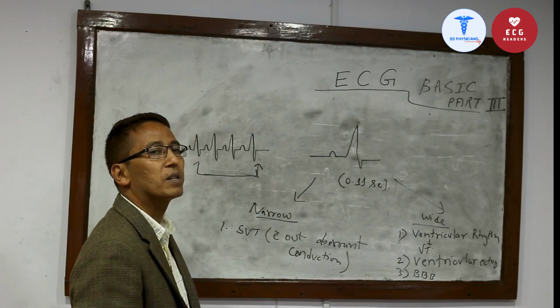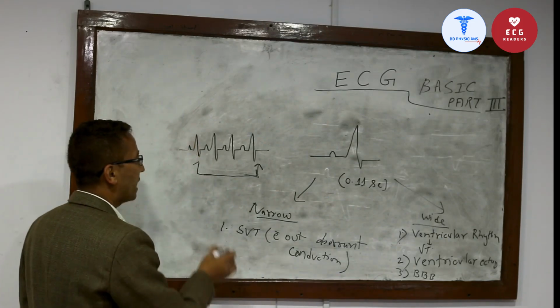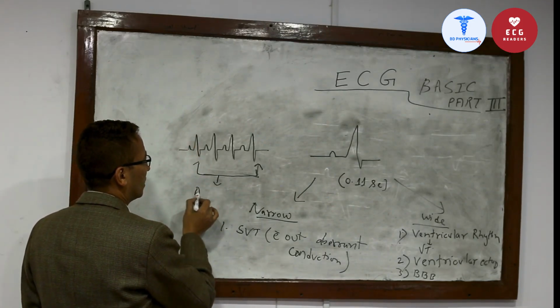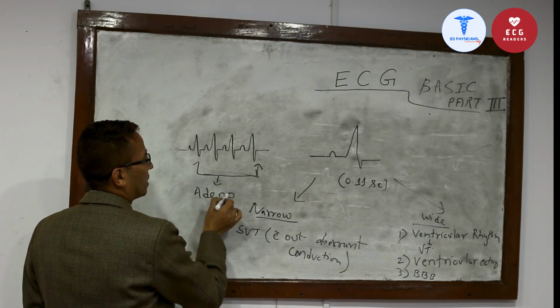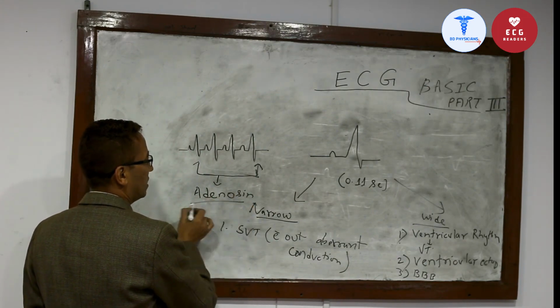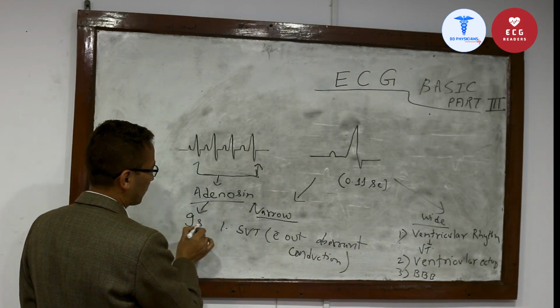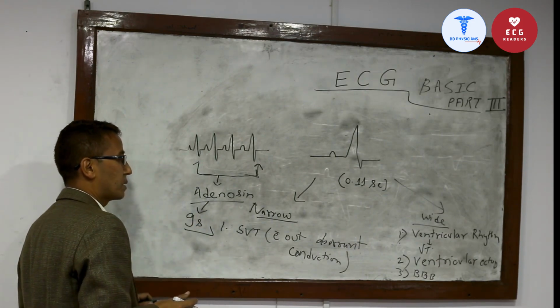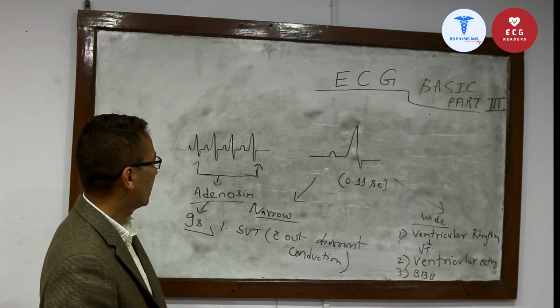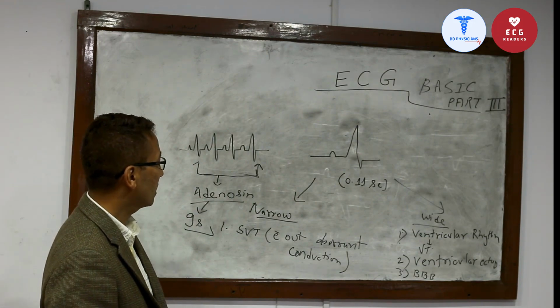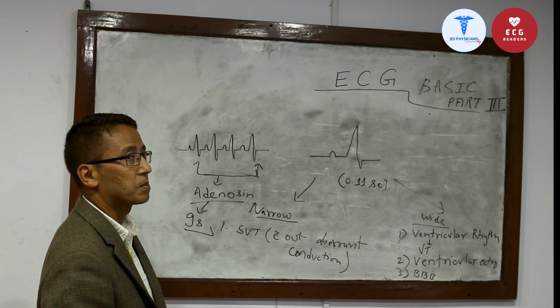The drug of choice for SVT is adenosine. This is the drug with the shortest half-life, that is 9 seconds only. The half-life of adenosine is 9 seconds, and the contraindications of this drug are COPD and bronchial asthma.